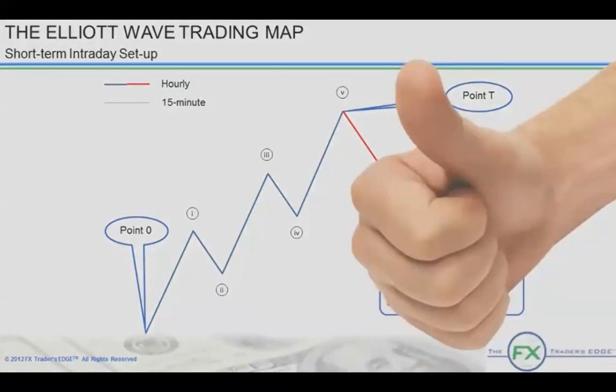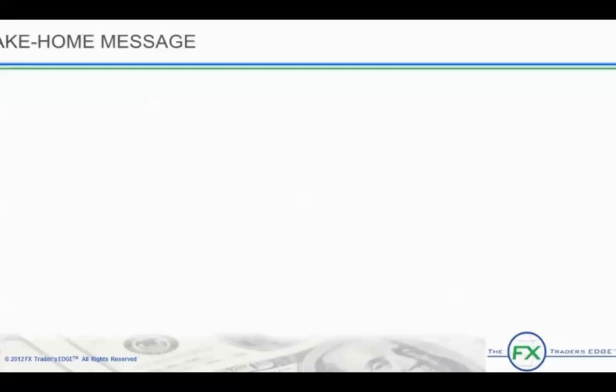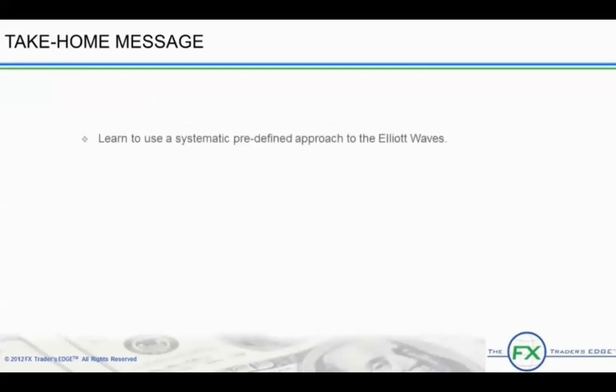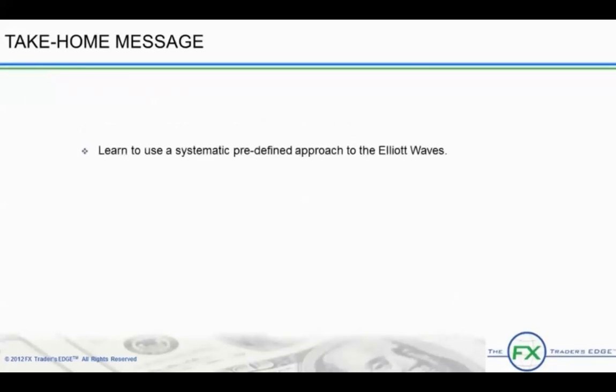Job well done. At this point, you deserve a break and a pat on the back for working through some very difficult concepts, but very exciting nonetheless. Here's the take-home message. Learn to use a systematic, predefined approach to the Elliott waves. Learn trade management with multiple lots on a trading map. This is the end of Learning Object 1 of Module 4, Putting It All Together.